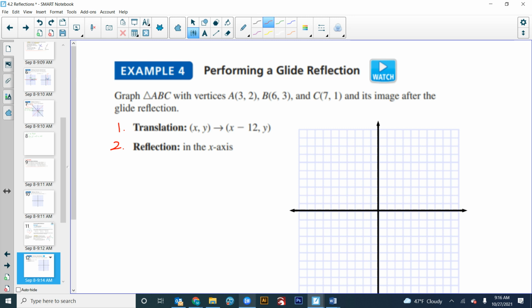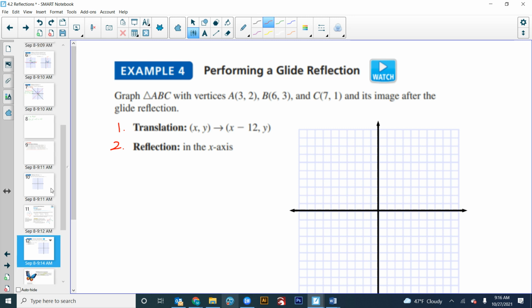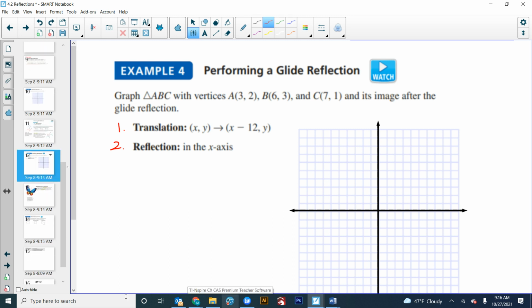For B, watch up here. What's 6 minus 12? Negative 6. Same y, 3. Negative 6, 3. Reflected over the x-axis, negative 6, negative 3. That's B double prime. All right? So to write the double prime, you put 2 dashes. Yep.